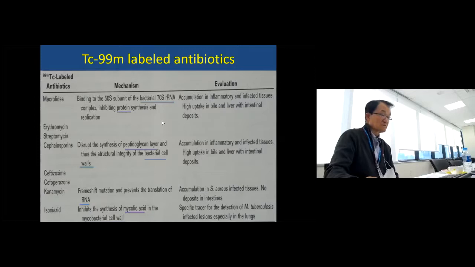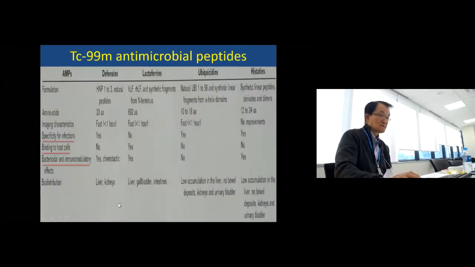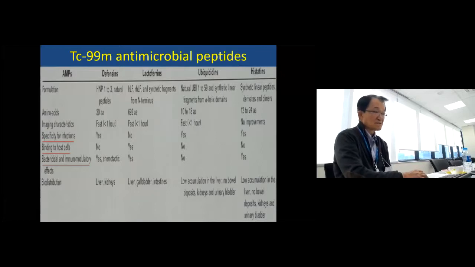Some mechanisms directly bind to certain RNA for protein synthesis, and certain drugs disrupt the synthesis of the layered structure of the bacterial cell wall, basically. Kanamycin also prevents translation of RNA to make proteins. So those are different mechanisms, and then they are labeled with technetium. These were all reported in the literature, but have not been used in the clinical environment.